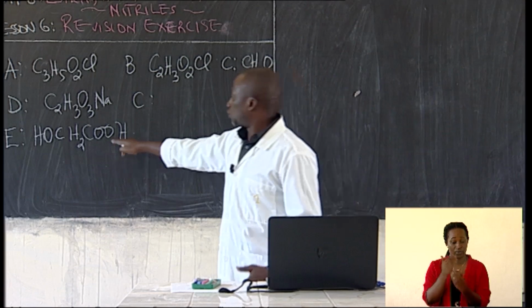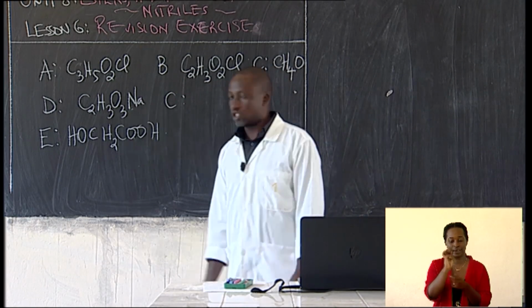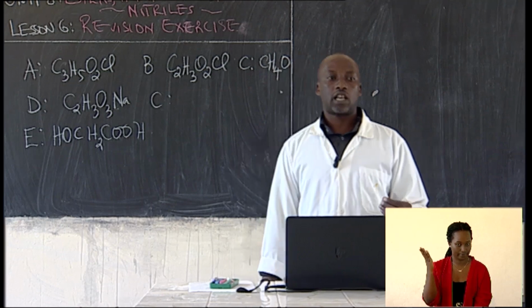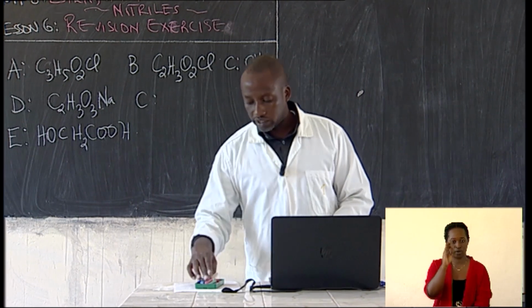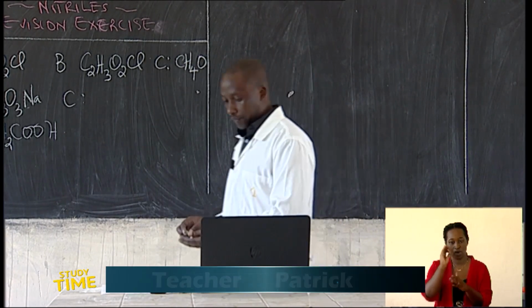Treatment of E with sodium carbonate resulted in a vigorous effervescence as E was converted into D. When this was treated with sodium carbonate, there was a vigorous effervescence, that means there was evolution of gas. E was converted into D. Deduce the structures of compounds A to D. So that is question number 1. We need to put down the structures of compounds A to D.